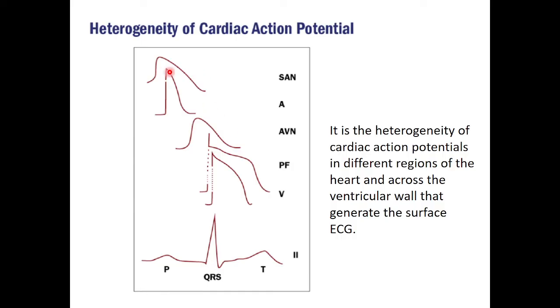As you know, the sinoatrial node action potential is different, that of the atria is different, and the AV node, Purkinje fibers and the ventricle all have different action potentials. These different, or heterogeneous, action potentials in different regions of the heart or across the ventricle generate the ECG or surface ECG.